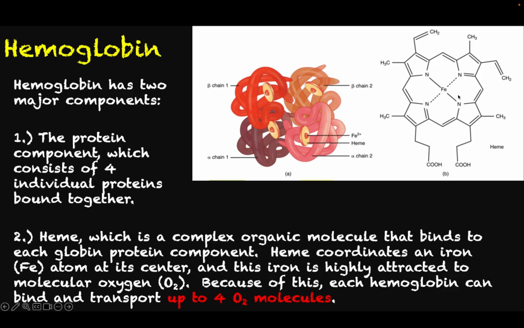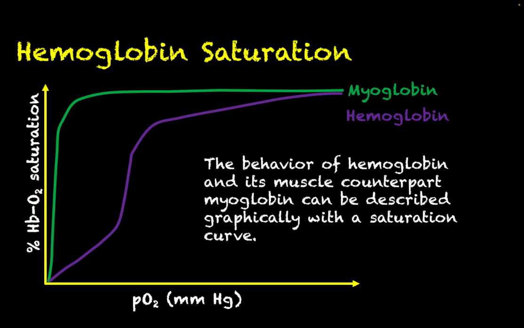But because the iron is a part of the hemoglobin, each hemoglobin can bind to and carry oxygen. And since each individual hemoglobin molecule has 4 heme groups, each hemoglobin can bind to and transport up to 4 oxygen molecules at the same time. So that's a lot of oxygen carrying power that your red blood cells have.